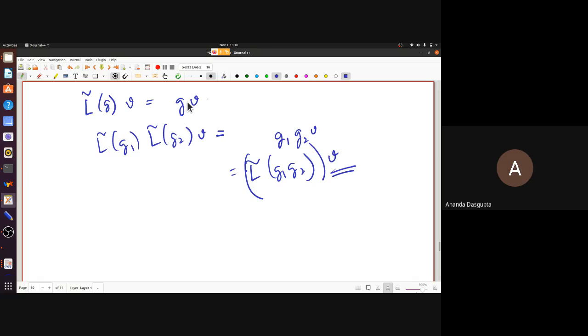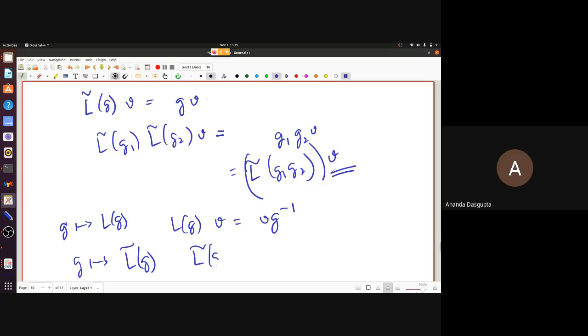So I'm going to ask you to ponder about that. If I change my rule from this, that G maps to L_G, where L_G acts on V by this rule, and G maps to L tilde G, where L tilde G acts on V by this rule, they will both work as representations, but they will not give you two different representations, in the sense that it will turn out that L tilde G and L_G are similar to each other, or are equivalent to each other.